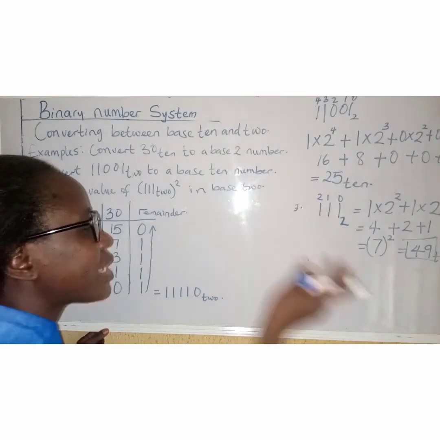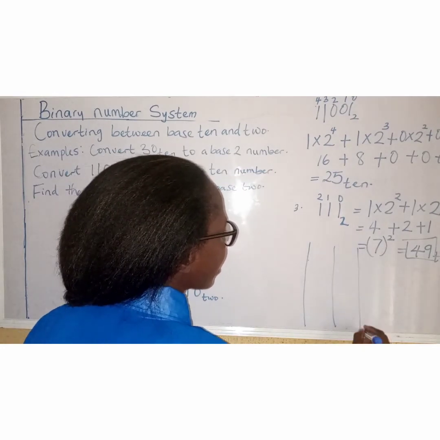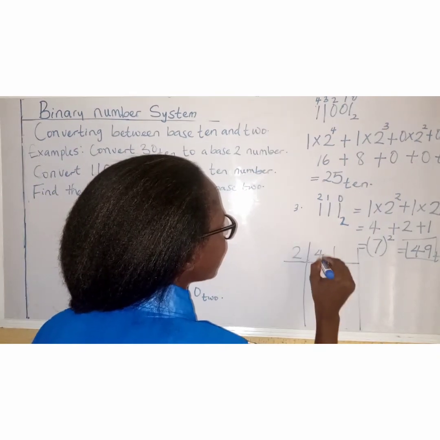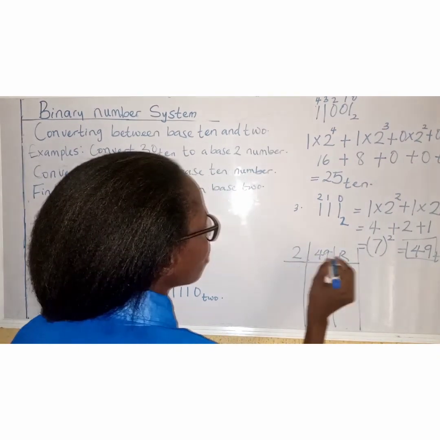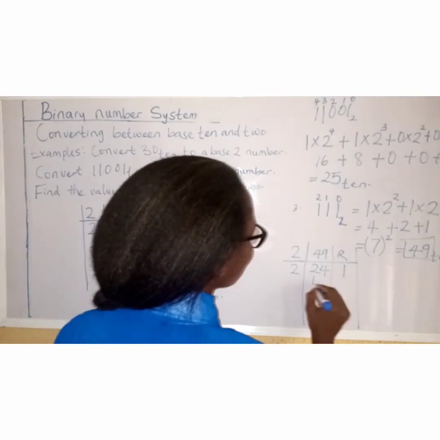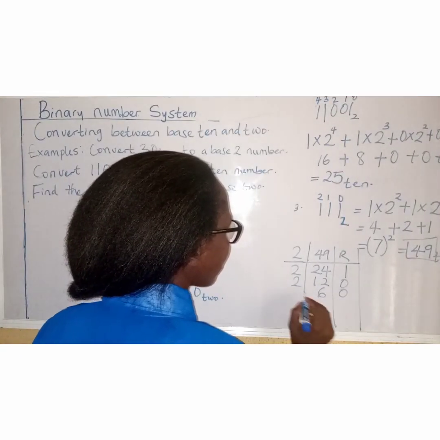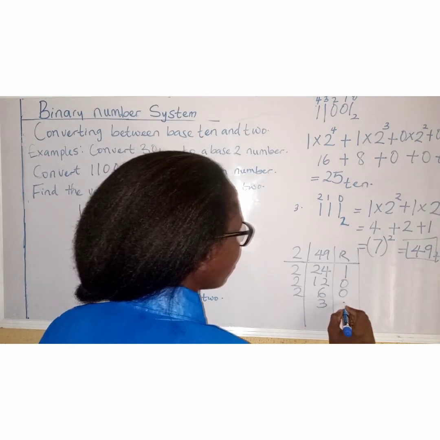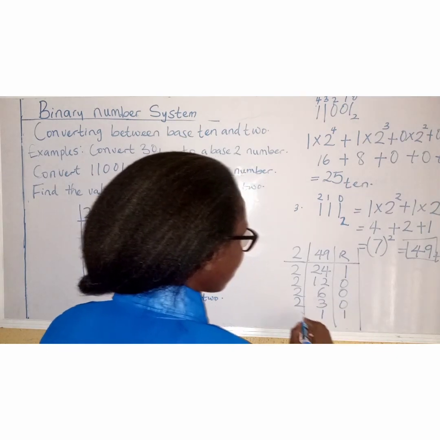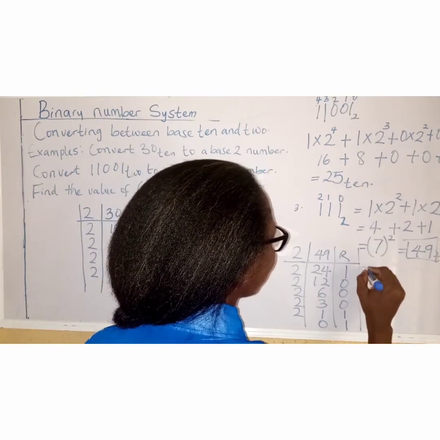So you now bring it back to base 2 by using this. This is how to bring it back to base 2. You have your divisor here, 2, and 49. Your remainder is here. 2 in 49 is 24, remainder 1. 2 in 24 is 12, remainder 0. 2 in 12 is 6, remainder 0. 2 in 6 is 3, remainder 0. 2 in 3 is 1, remainder 1. 2 in 1 is 0, remainder 1. And I told you in binary numbers you take it up.